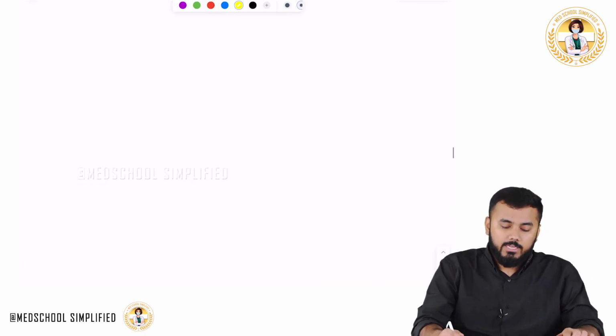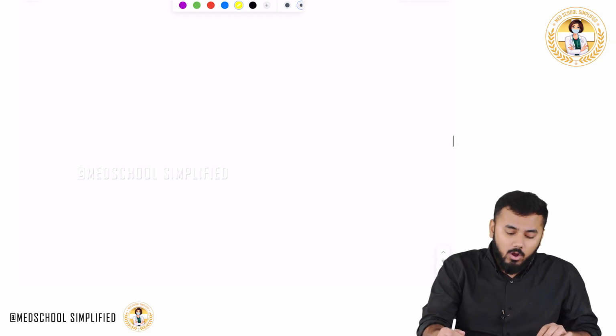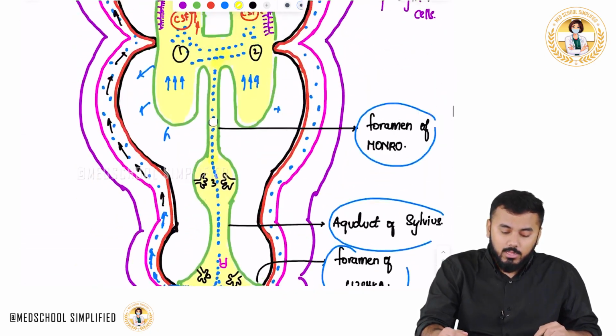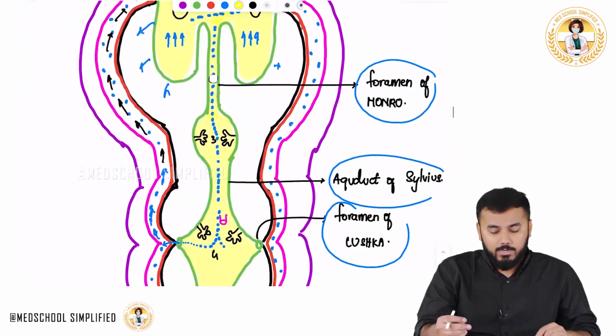Right. So next important thing which you need. So these are all the important things which you need to know regarding the meninges as well as regarding the hydrocephalus, guys.